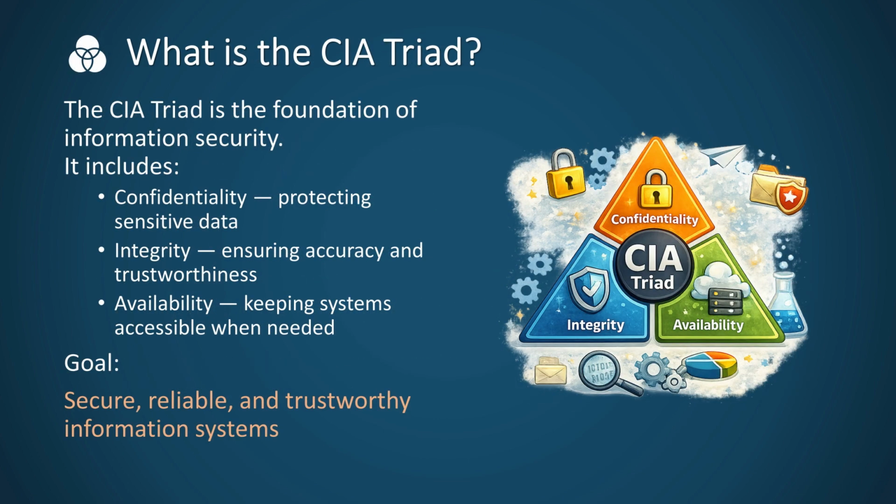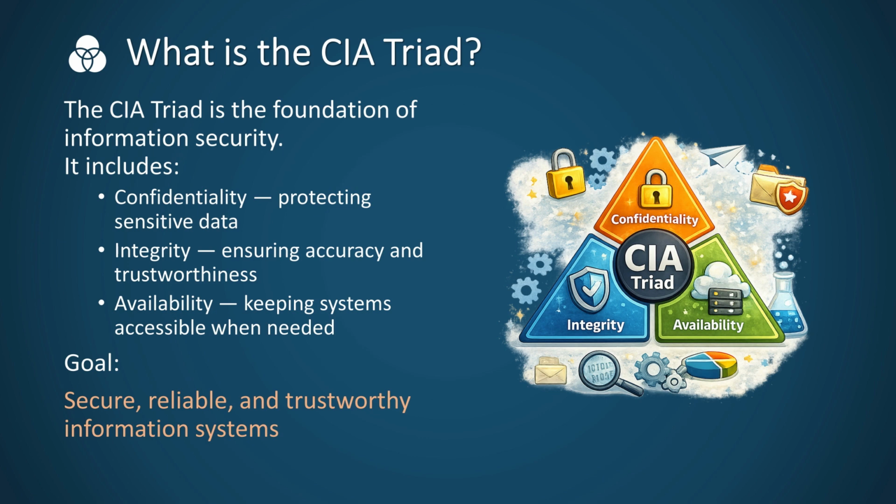Let's begin with one of the most fundamental concepts in cybersecurity, the CIA Triad. CIA stands for confidentiality, integrity, and availability. This model forms the backbone of every security framework, certification, and audit checklist. These three pillars aren't just theoretical ideas. They're practical requirements that organizations must implement to operate safely in today's digital world.